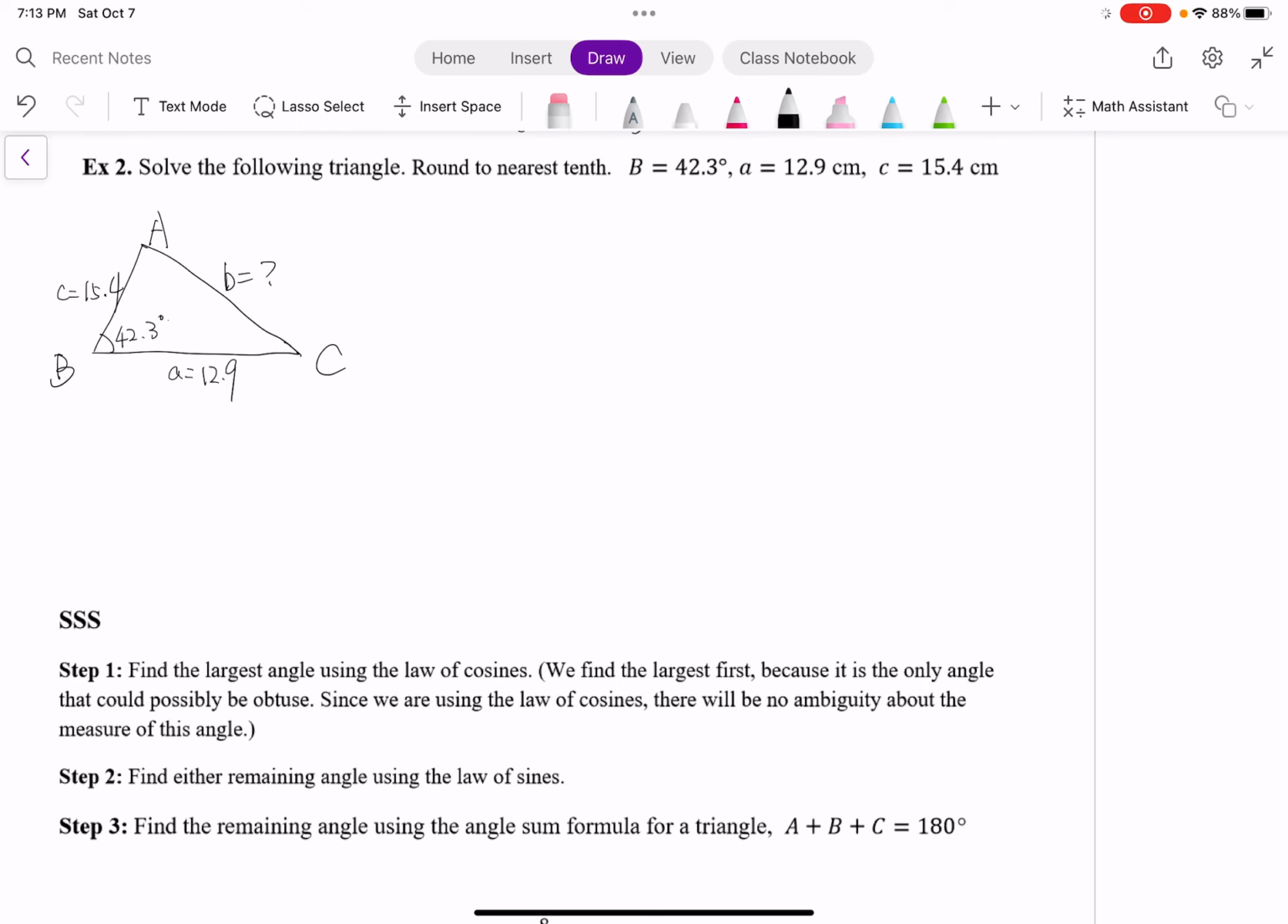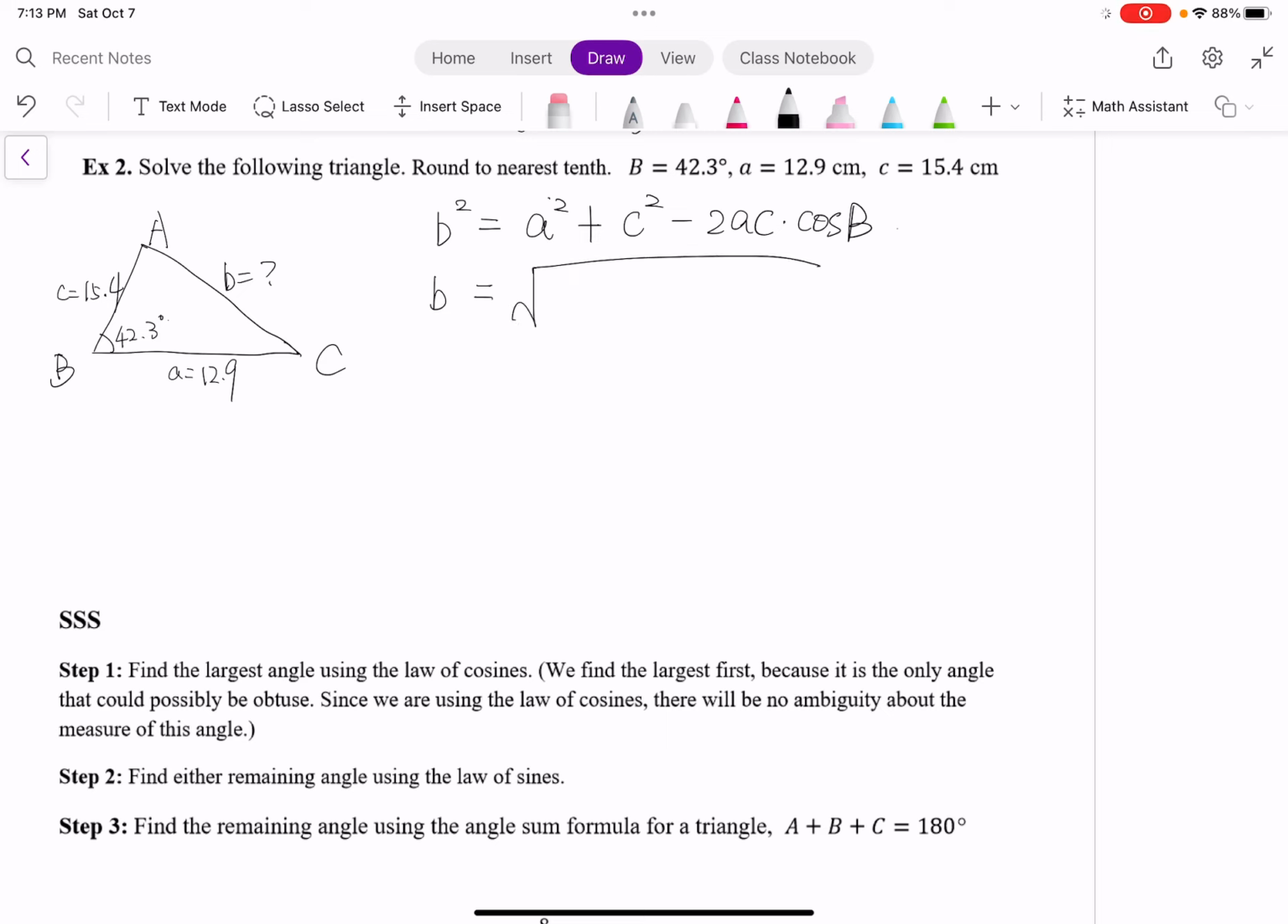So first step, by using the law of cosines to find the SAS case, is finding the b. That's the side opposite the given angle. So b squared equals a squared plus c squared minus 2ac times cosine B. So let's use the calculator to evaluate this information.